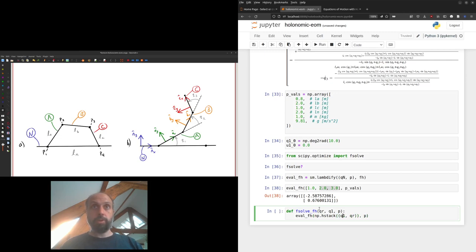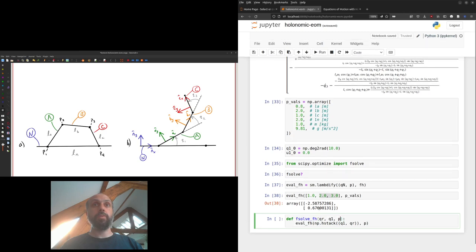So that will make sure that the first argument is length 2. That's what we're going to be solving for. This will be our guess. We'll have to guess this value, q1. And then, we're going to be solving for qr. We'll guess also qr, but we'll give q1 as a fixed value and p as fixed values.